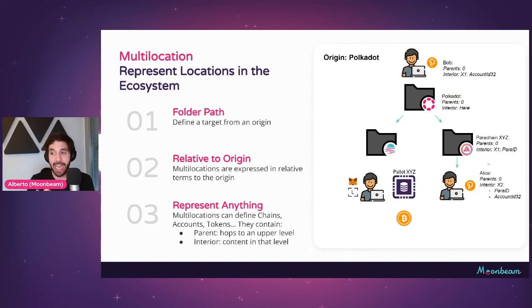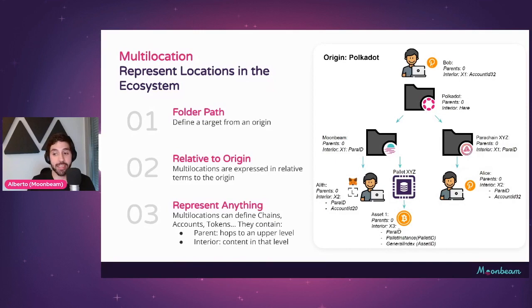If we want to target an account inside Acala, and remember that the origin here is Polkadot, it's not Acala, we would give an interior of X2, where we provide a parachain ID and then an AccountId32 to represent Alice. In the case of Moonbeam, it's very, very similar. The main difference is that for Alice, we need to provide an AccountId20 because Moonbeam uses Ethereum-styled accounts.